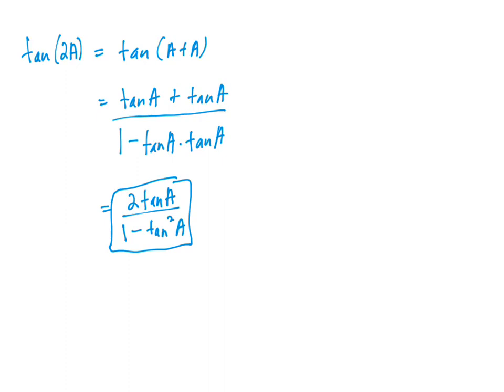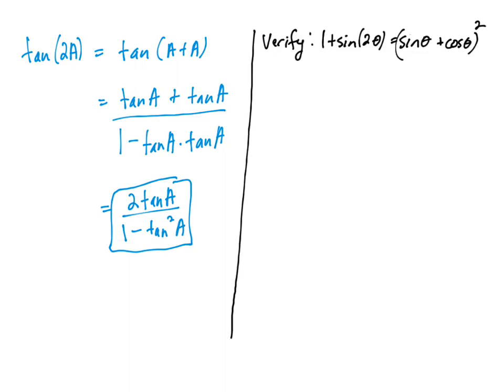Okay, so let's see how we can use these formulas. We can use these formulas to verify trig identities. So first we have 1 plus sine of 2 theta is equal to sine of theta plus cosine theta, all squared. So on the left side I have the double angle for sine. So that's going to be 1 plus, well, the double angle for sine is 2 sine of theta times cosine of theta. And then on the right, I'm going to go ahead and multiply this binomial out.